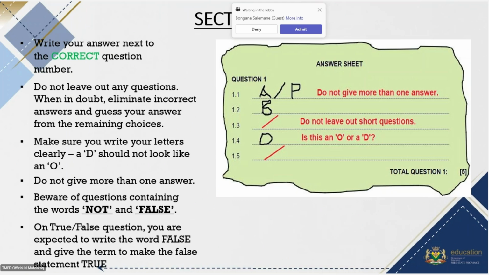Now, without any waste of time, looking at our section A, this is what is expected from you in terms of your section A. Remember, we said the section A is our short questions. Now, my dear learners, ensure that you write answer next to the correct question number. If you are writing an answer for 1.1, please ensure that you write that answer next to 1.1, not next to 1.2. Do not leave out any questions in section A. When you are in doubt, eliminate incorrect answers and guess your answer from the remaining choices.